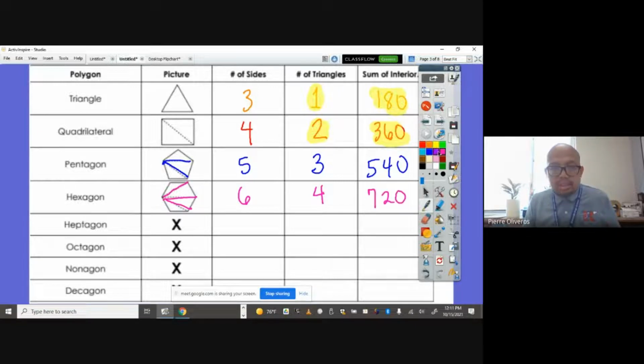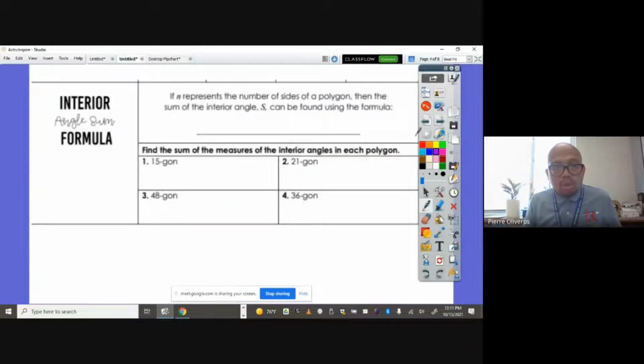What do you notice, guys? The number of sides of a polygon minus 2 will always give me the number of triangles I can form, and multiply by 180. And that's the formula. So therefore, if n represents the number of sides of a polygon, then the sum of the interior angles S can be found using the formula S is equal to the number of sides of a polygon minus 2 times 180 degrees. Very simple, right?